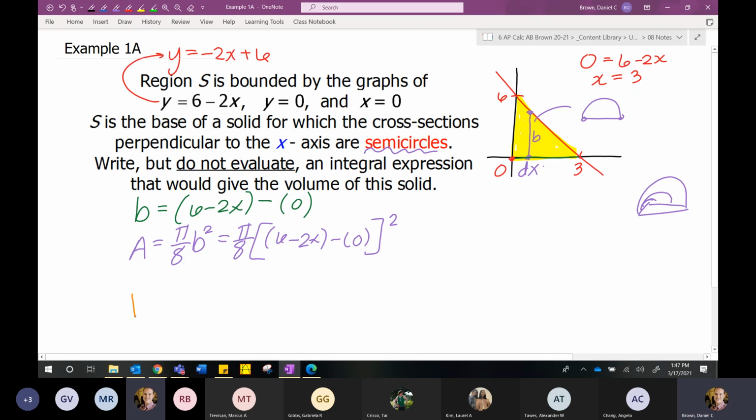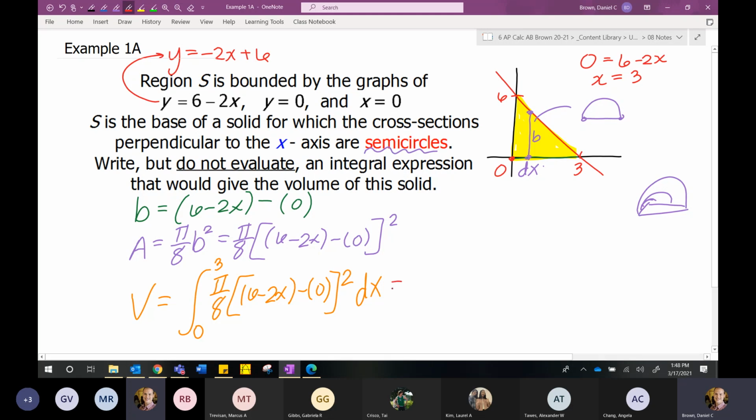And then final answer. Volume is going to be the integral of the area of one slice. So I'm going to integrate the area. Don't leave off the dx. What numbers do we think are going to go in the integral sign? 0 to 3. We're doing it in terms of x, so 0 to 3. I would leave my answer like that. It told me to set it up but not evaluate it.